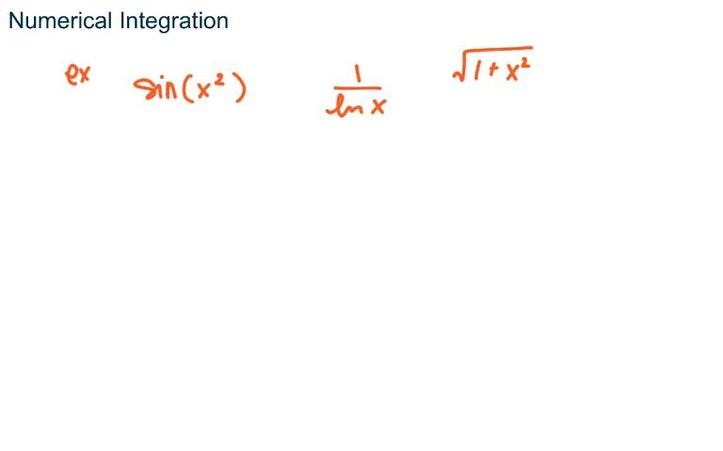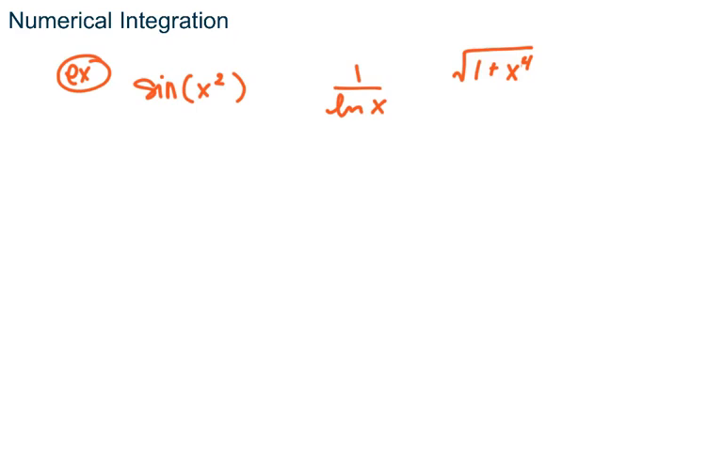In this video, we're going to talk about numerical integration. So I have three examples of things that we might try to integrate, such as sine of x squared, 1 over the natural log of x, and square root of 1 plus x. I wrote squared there, but I meant to write to the fourth.